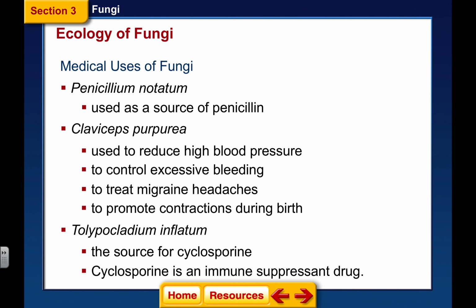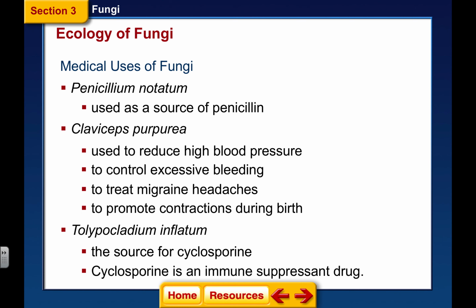It's used to control excessive bleeding. A lot of times it's a medication they will use if you, for some reason, have taken a lot of antibiotics and killed the vitamin K, because the vitamin K from E. coli, what it produces goes towards blood clotting. And so sometimes people bleed excessively. They'll also use it in hemophiliac patients because they're bleeders. Sometimes it's used to treat migraine headaches. It can promote contractions during birth. So this is a fungus that is put in quite a few medications that has a lot of roles.